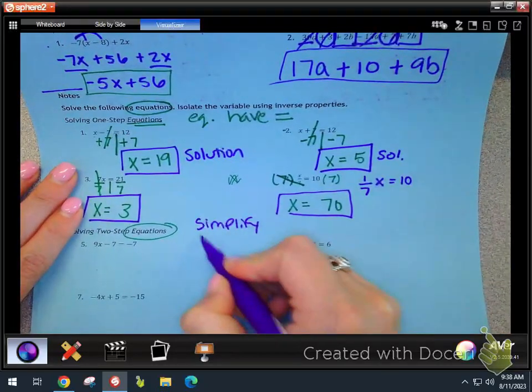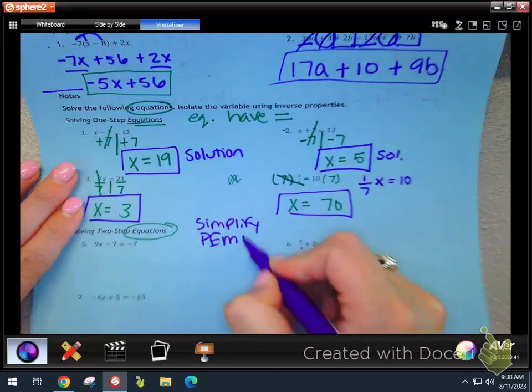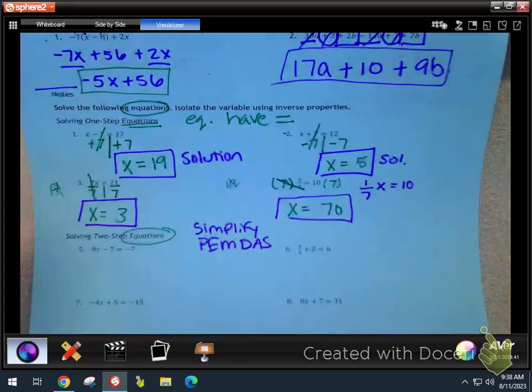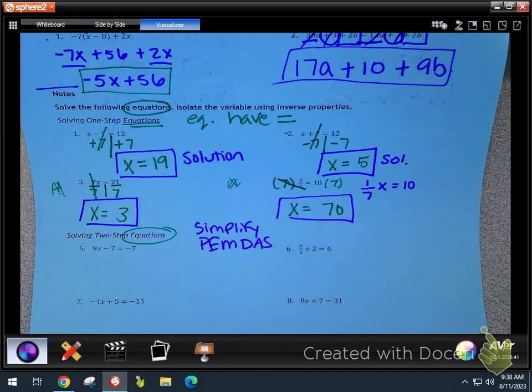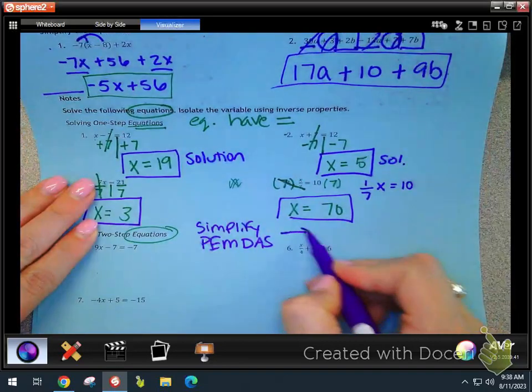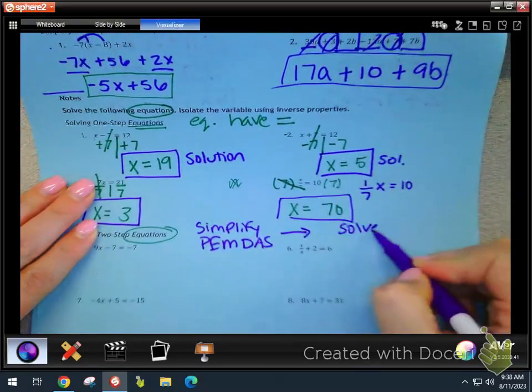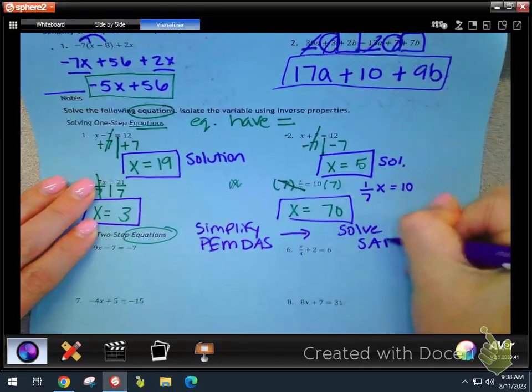we follow PEMDAS. I know I said that last class. We took care of parentheses, then multiplication, then we did adding and subtracting. When we solve, we do it backwards. Simplify to solve. SADMEP.